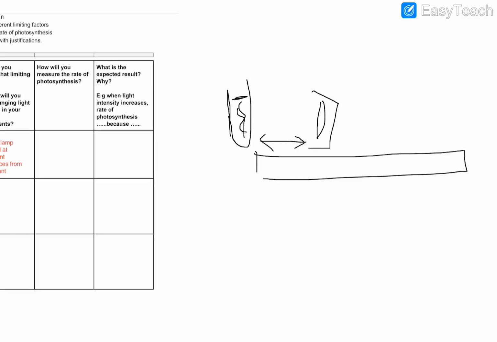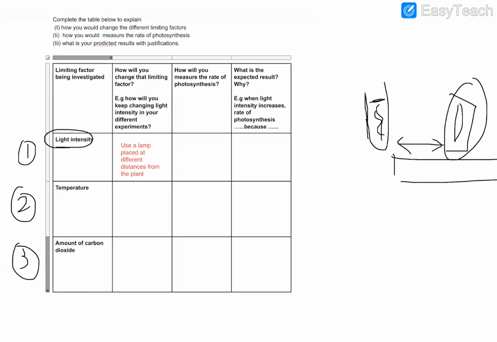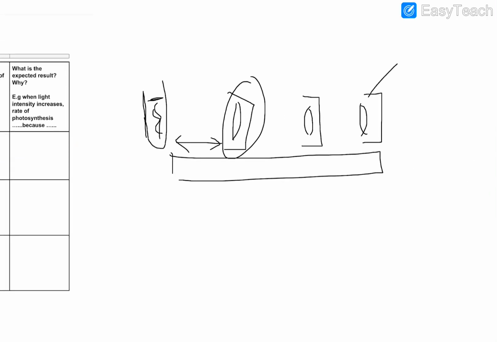So at one time you'll have the lamp here, then you could have the lamp here in the second experiment, and you could have the lamp far away in the third experiment. So this is how you can change the light intensity. So as it goes furthest, this is low intensity, and as it is very near, this is high intensity.